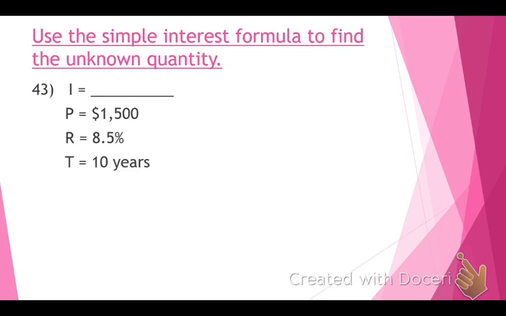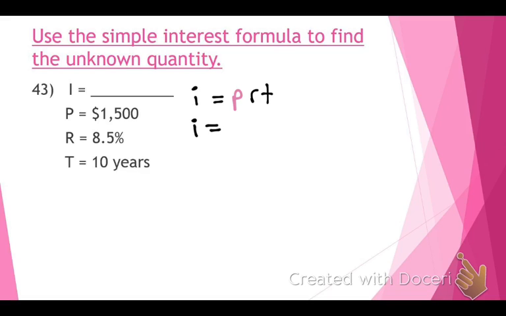Excellent. Let's go ahead and go through this first one. We're going to use the simple interest formula to find the unknown quantity. Maddox, what is, once again, the simple interest formula? I equals PRT. Okay, do I know my I? Not yet. Do I know my P? What is it?